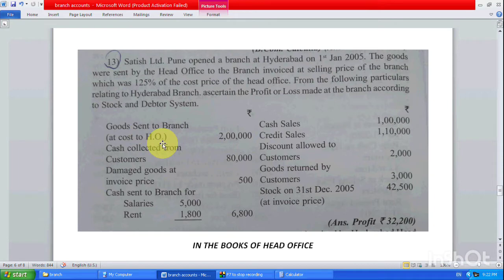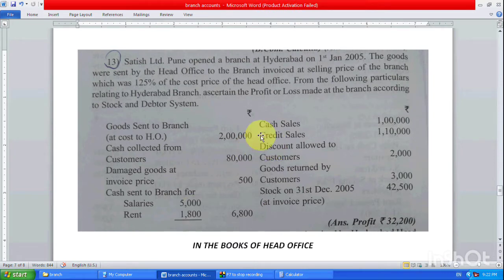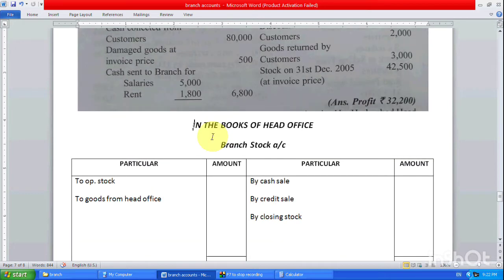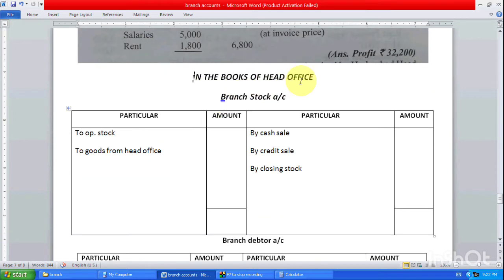Goods sent to branch at head office, how much? 2 lakhs. Cash collected from customers 80,000. Damaged goods at invoice price, how much damage? 500. Cash sent to branch to meet the expenses 6,800. Cash sales 1 lakh. Credit sales 1,10,000. Discount allowed to debtor customer 2,000. Goods returned by customer 3,000, and the closing stock is 42,500.